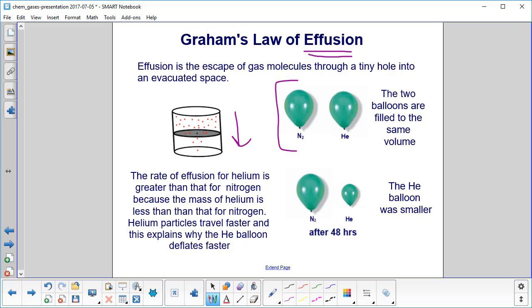So we have here two balloons, the same volume. One is nitrogen, one is helium. After 48 hours, look at this, and the small hole is probably a leak right here where you tied it off. After 48 hours, we find out that the helium balloon was smaller. Thus, the rate of effusion for helium is greater than that for nitrogen.